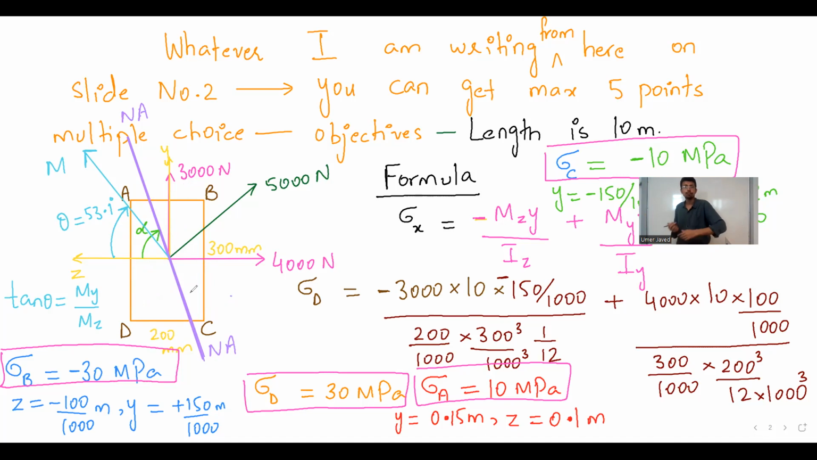Whatever I am writing from here on, slide number 2 onwards, you can get max 5 points of multiple choice objectives. So I think it makes complete sense now. Because if I give you a problem like this, it will be hard for you because the exam is right around the corner. I don't want to test you on a new concept like slide number 2 and 3. But you can get some multiple choice or objectives.